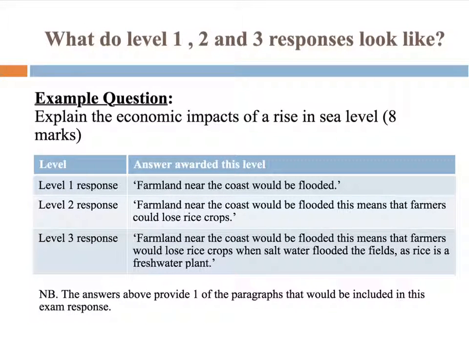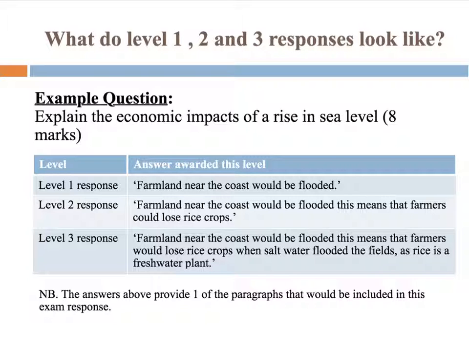So what do level 1, 2 and 3 responses look like? In the 8-mark question, it will be levelled, and to get the high levels, you need to write in connected sentences. So I've just got an example here. This is one paragraph that will be included in an exam response. And the exam question is, explain the economic impacts of a rise in sea level, 8 marks. And this would happen in the coastal zone section of Unit 1.